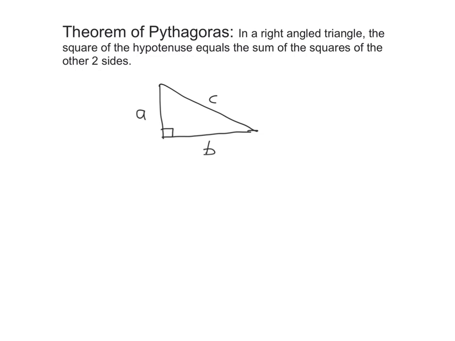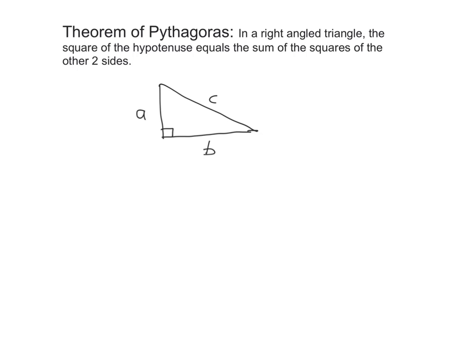So we start off here with what Pythagoras' theorem states. It states that in a right-angled triangle, the square of the hypotenuse equals the sum of the squares of the other two sides. In other words, it has to be a right angle triangle we're talking about, and the length of the hypotenuse squared is going to equal the sum of these two guys squared. So in other words, c squared equals a squared plus b squared.